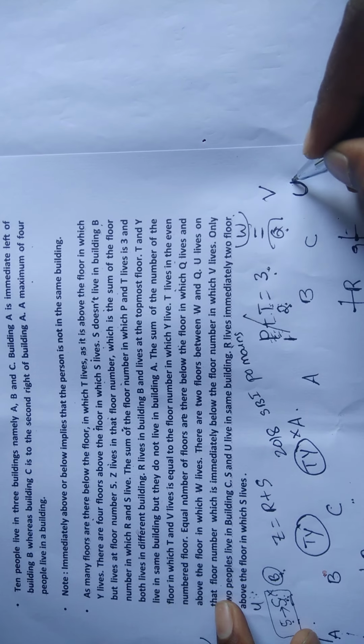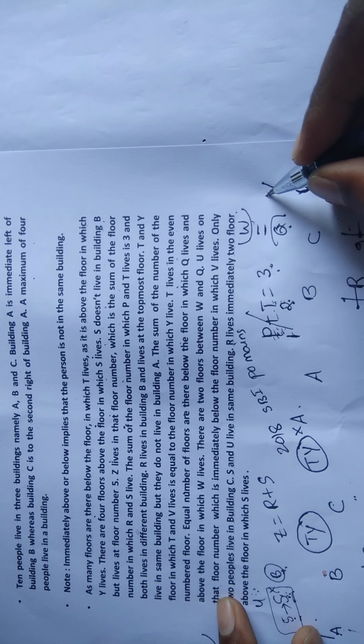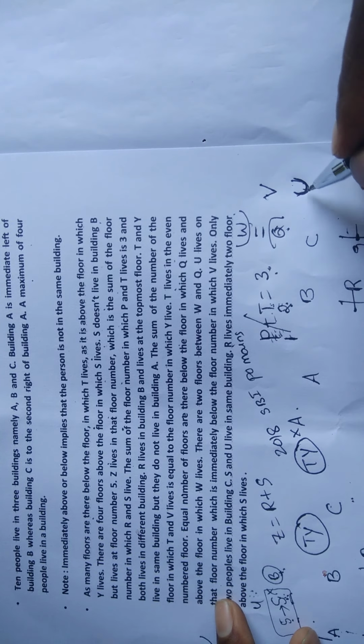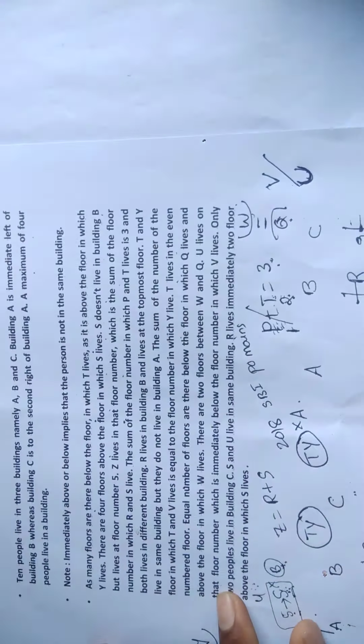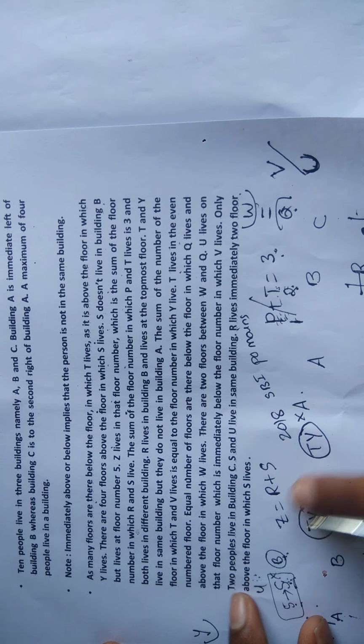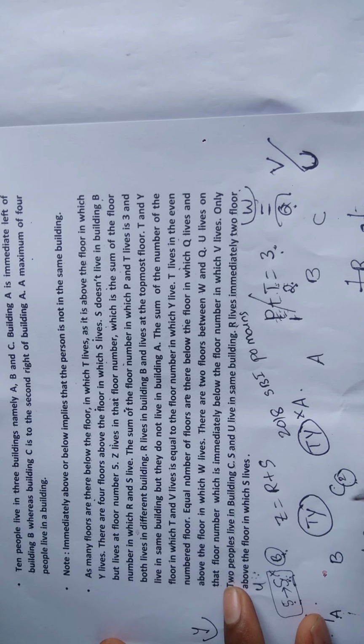See here. U lives on the floor number which is immediately below the floor number in which V lives. If they mention immediately above or immediately below, it implies that V and U both are in the same building. Yes, leave it. Next point: only 2 people live in building C. Yes, in building C we have a total of only 2 people.